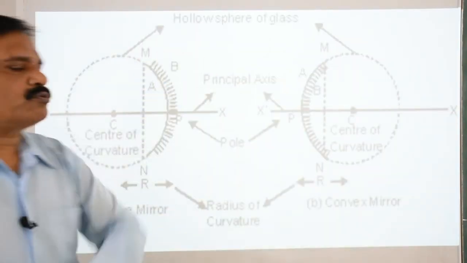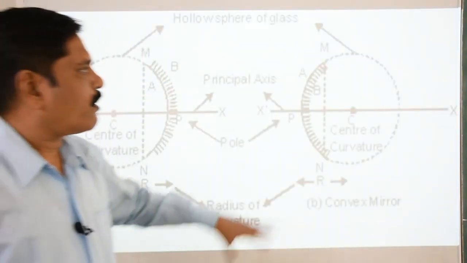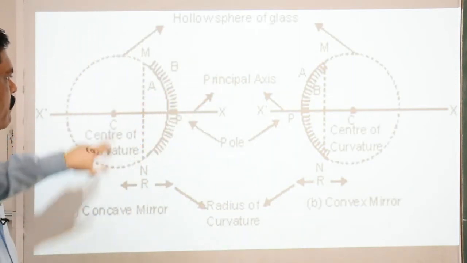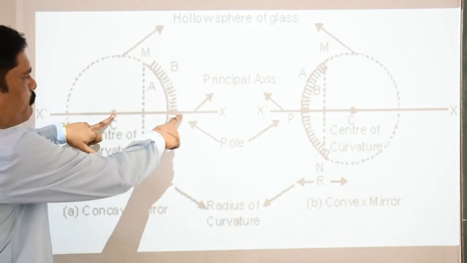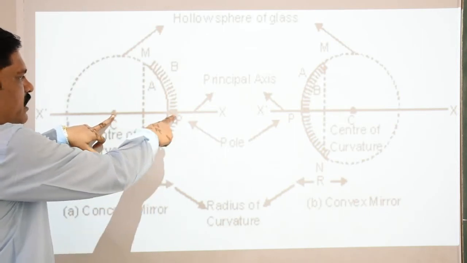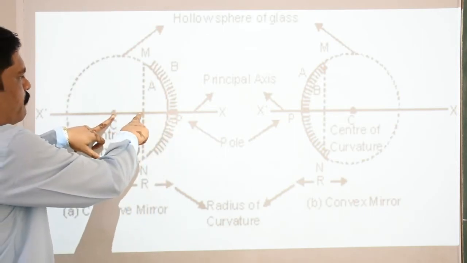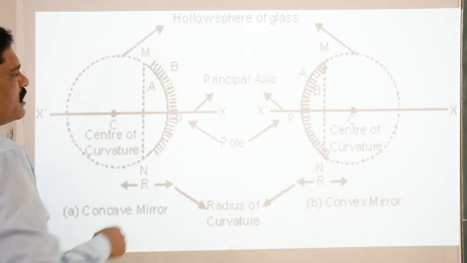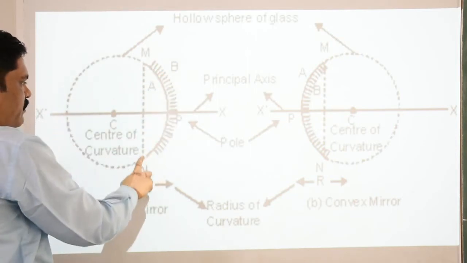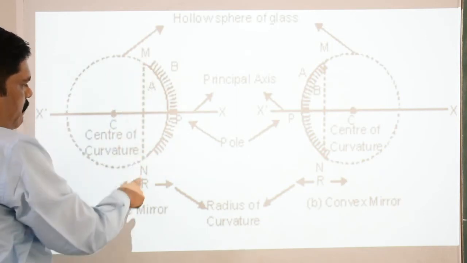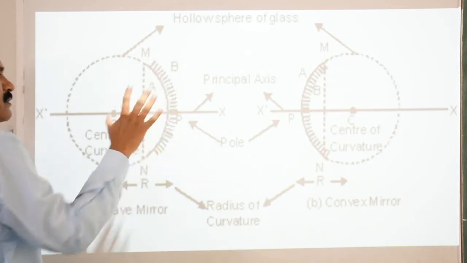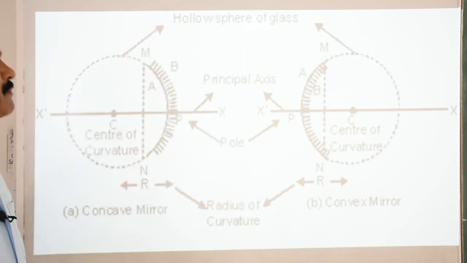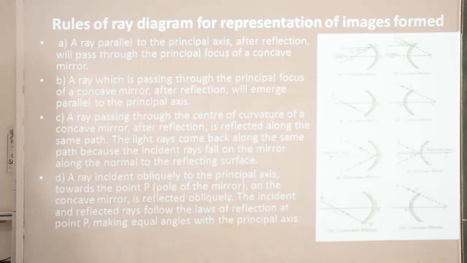So with the help of these two diagrams, you can learn about all these features for the convex and the concave mirror. Remember, the distance between the center of curvature and the pole is the radius. The point where light, after reflection, will meet is the focus. Clear? This much surface, M and N, is exposed to the light, that's why it is called the aperture. Remember these few facts about these two mirrors.